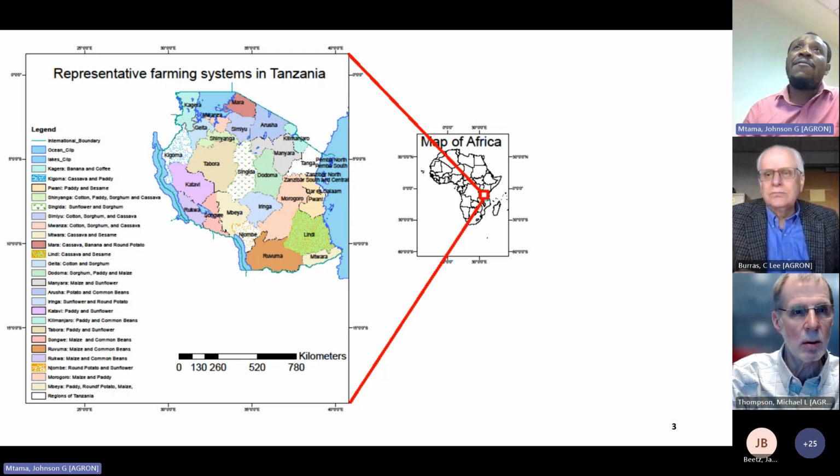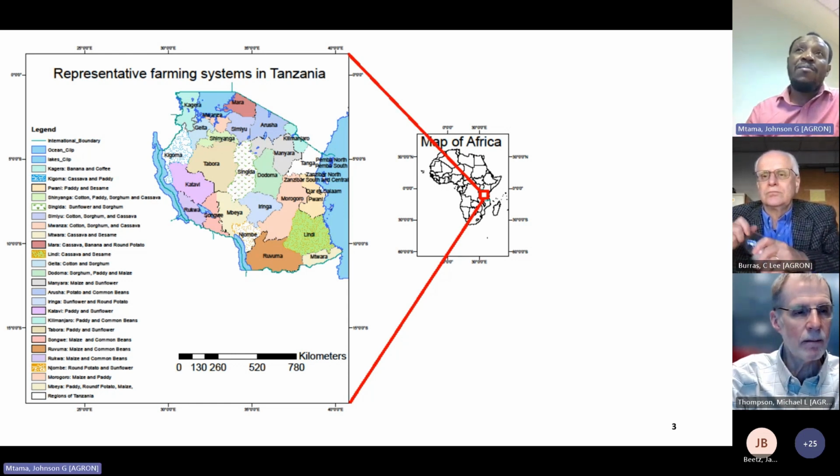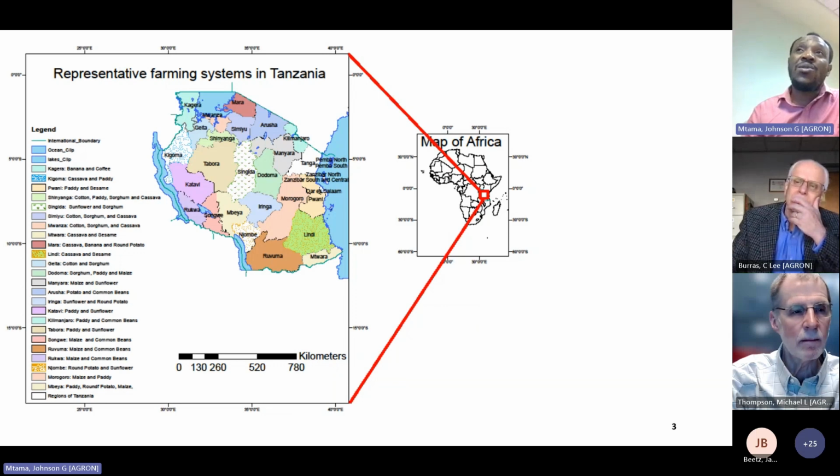But in terms of the farming systems, Tanzania is very diverse, and the farming systems in the country are organized based on the altitude from the sea level. So we have the lowland agroecologies, the midland agroecologies, and the highland agroecologies. In the lowland agroecologies, most of the crops being grown in these areas are the cashew nuts, the paddy, and some horticultural crops such as onions, tomatoes, okras, etc.